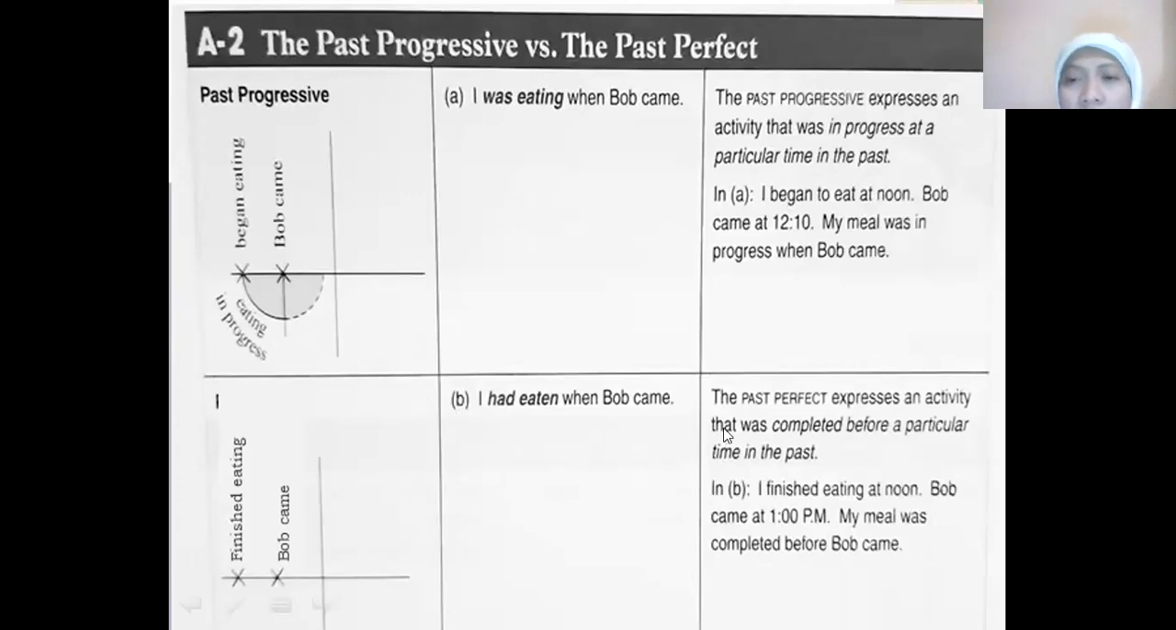And then the past perfect expresses an activity that was completed before a particular time in the past. In example B, I had eaten when Bob came. So I finished eating at noon, at 12 o'clock. And then Bob came at 1 p.m. So my meal was completed before Bob came. That's why for this context, we use past perfect. I had eaten when Bob came.